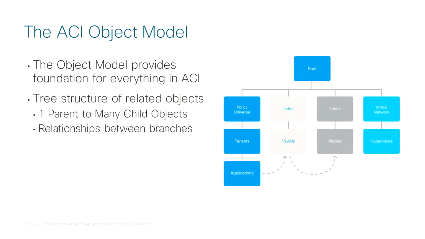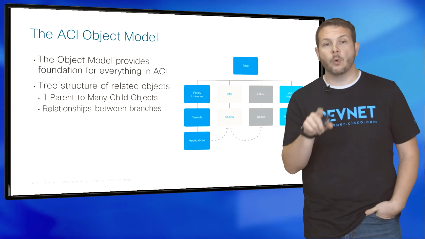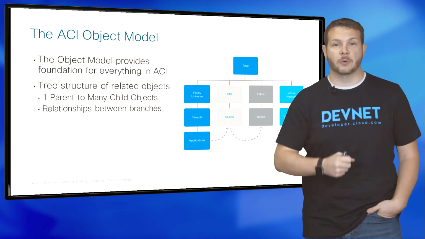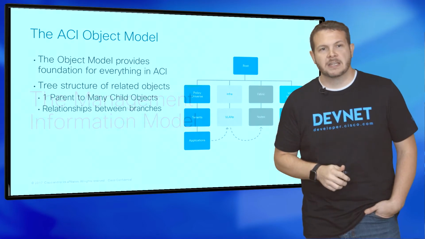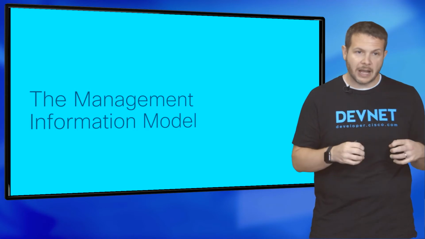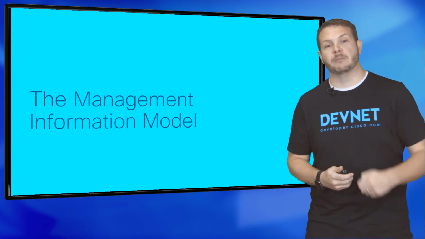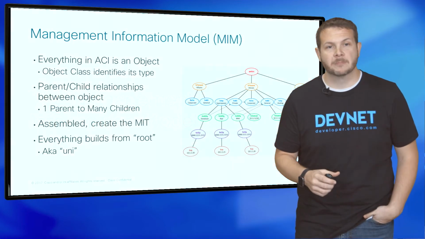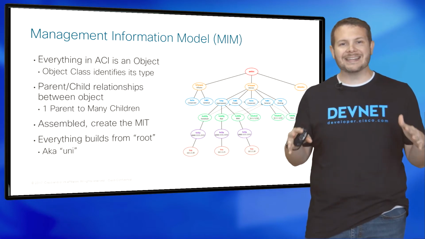It is a tree structure where every object has one parent, and every parent can have many children objects through it. We build relationships between the branches so that one branch can be related to an object in another one. And everything starts up at the root of the tree. Now, the construction of that tree, of connecting the children objects to their parent objects all the way up to the root, is how we create the management information model, or the MIM. The management information model gives you that description of everything in ACI as an object.